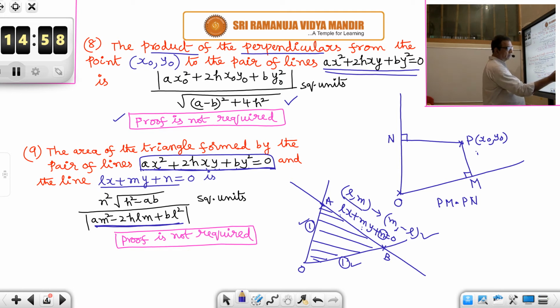X coefficient, y coefficient, you take it, then interchange them, and change the sign of one of them. That point you substitute in the pair of lines ax square plus 2hxy plus by square. Whatever you get, that is the denominator. So area of the triangle is given by this formula, n square into root of h square minus ab by mod of am square minus 2hlm plus bl square. Okay, numerator modulus is not required because n square is positive and square root of anything will always be positive. Okay, so for this also proof is not required. Let us see the next one.